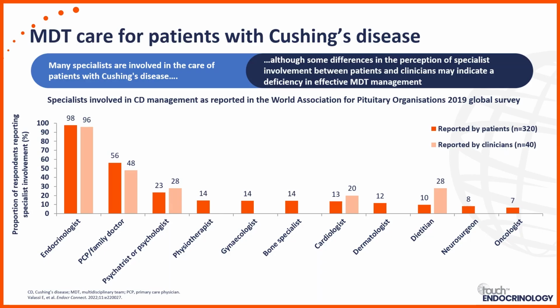So depending on what the signs and symptoms are, it's very important to impress upon the patient early on that we're going to be building the perfect team around them. And what's interesting is, if you look at the World Health Organization or the World Association for Pituitary Organizations in 2019, there was a global survey from both a provider and a patient perspective. And what's very, very clear is that many, many people view the endocrinologist as the quarterback of this team. But not all providers and all patients are aware of the breadth of disciplines that could be involved in their care. And I think that's a very important thing to emphasize.